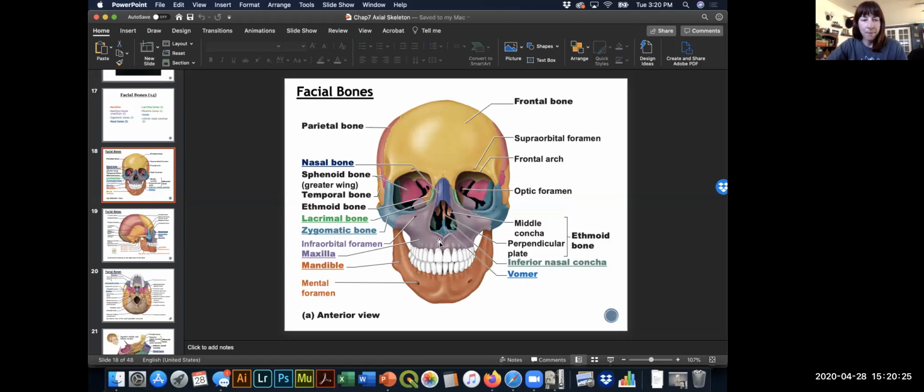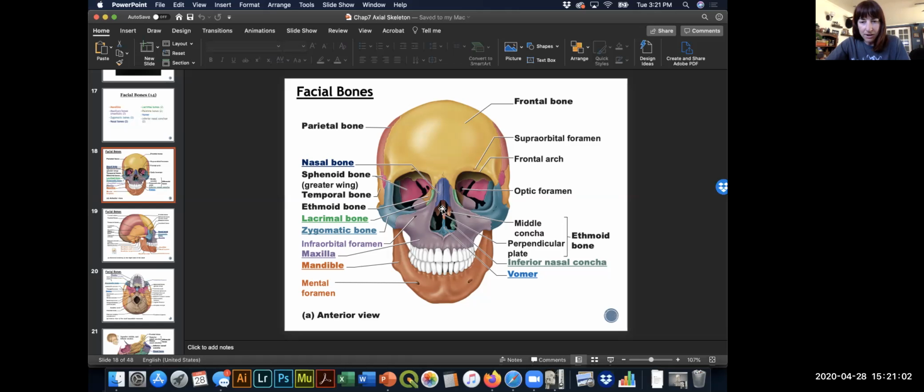So that's going to be your maxilla and mandible, your zygomatic bone, and all the bones of your nasal cavity. So you've got your paired nasal bones, your vomer, your nasal conchae, and then also your lacrimal bones in here. So funny little green pair of bones there. The nasal bones are paired. The vomer is not paired, it's a singular bone, and your nasal conchae are paired.